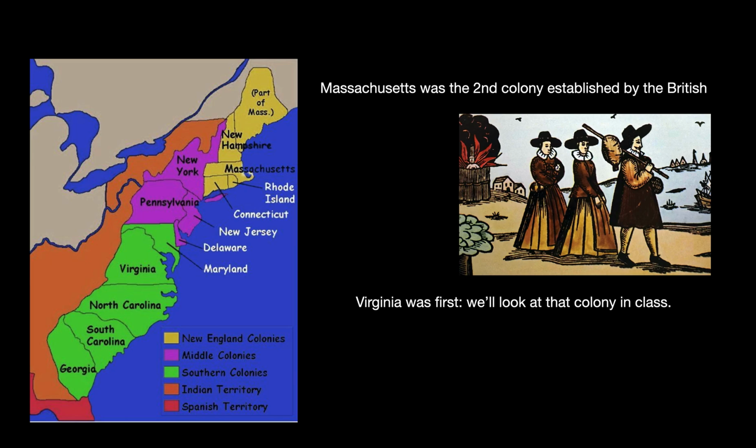So Massachusetts is actually the second colony established by the British. In some of my classes, you've already seen Virginia. That was the first. Now we're going in reverse order: we're going with Virginia second, starting with Massachusetts first. And we'll take a look at that colony in class. Either you have or you will. And you see where it is up there in yellow on the map, up in that upper northeastern right-hand corner.